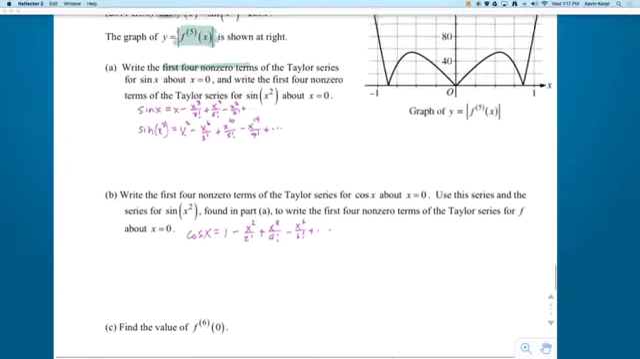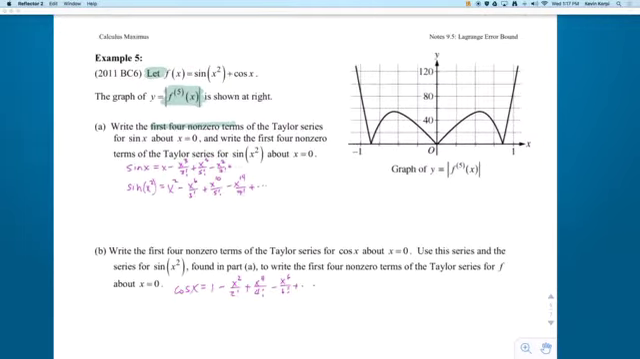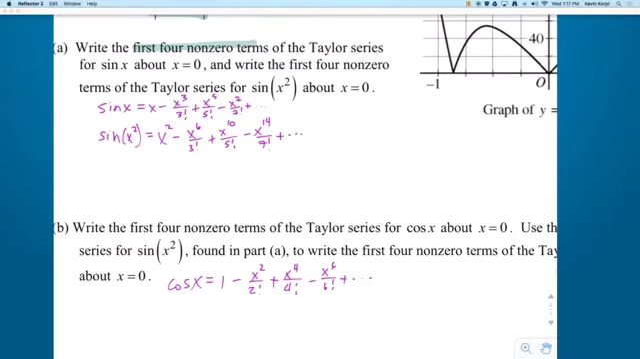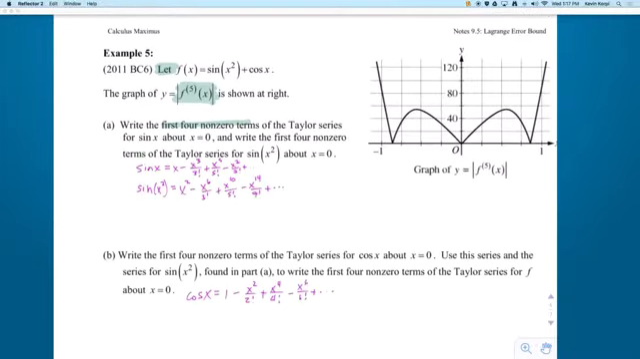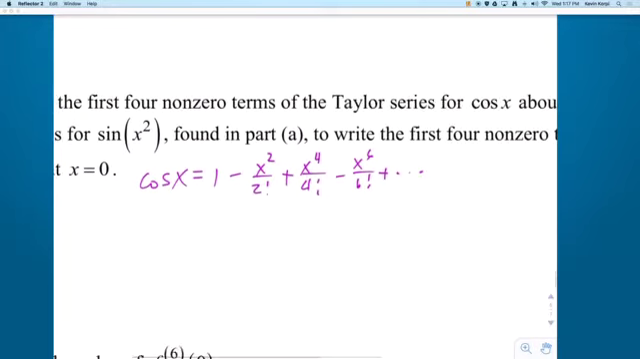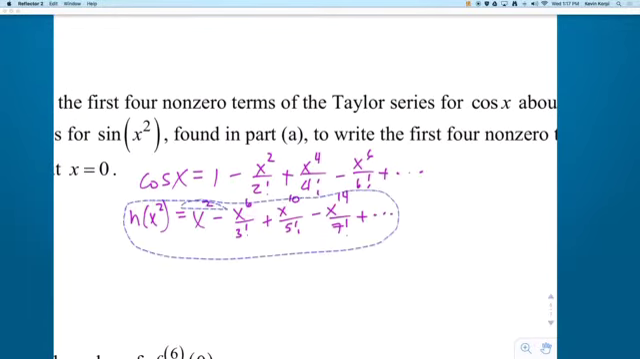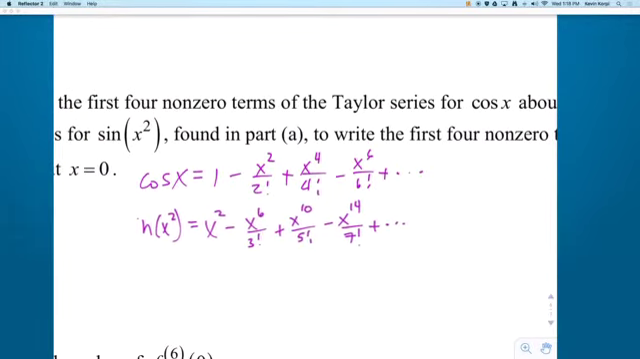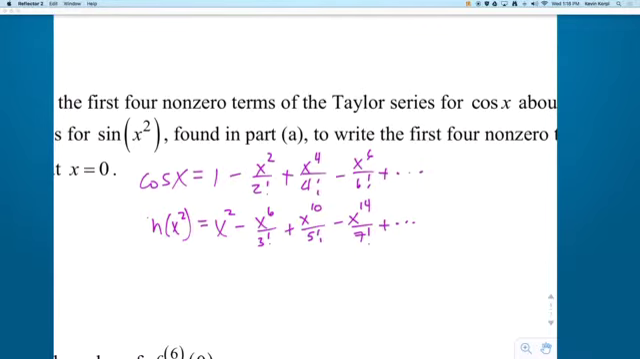Use this series and the series from sine of x squared to write the 4 non-zero terms for the Taylor series for f. Okay, so they're kind of setting you up for success. This is what you would do on your own. You would create the pieces, and then you would want to combine them. So here's what we're going to do. If this were me on the actual test, I would probably rewrite this. You may not have to rewrite it because it's going to be right in front of you. But if you rewrite it again down here, now you kind of have it stacked.